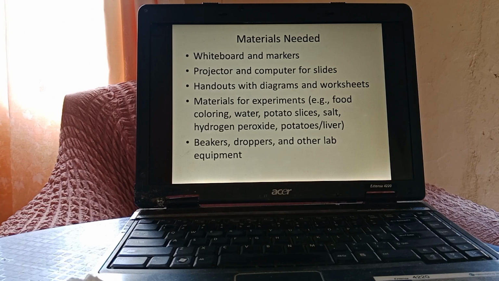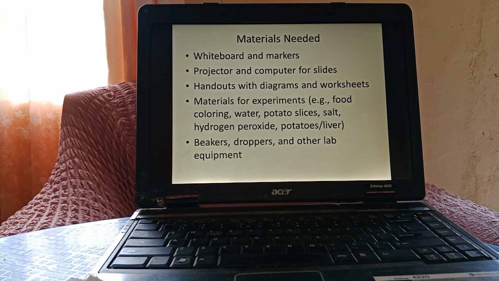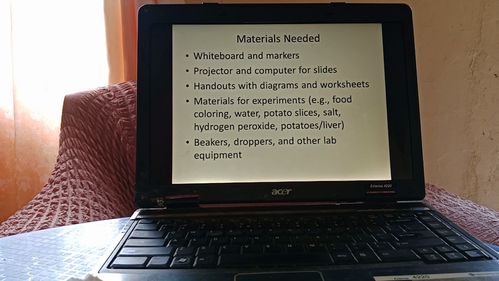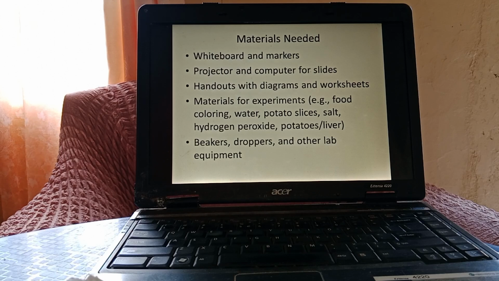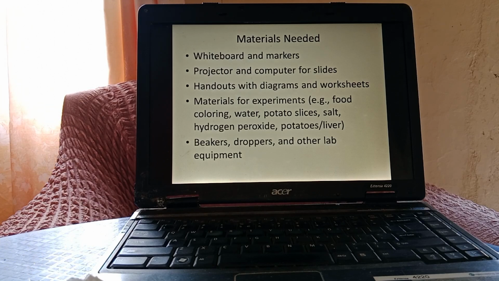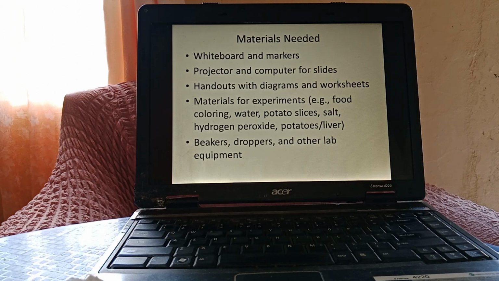Materials needed in this lesson will be whiteboard and markers, projector and computer for slides for those who can afford, handouts with diagrams and worksheets, materials for experiments, e.g. food coloring, water, potato slices, salt, hydrogen peroxide, potatoes, straws, beakers, droppers, and other lab equipment.